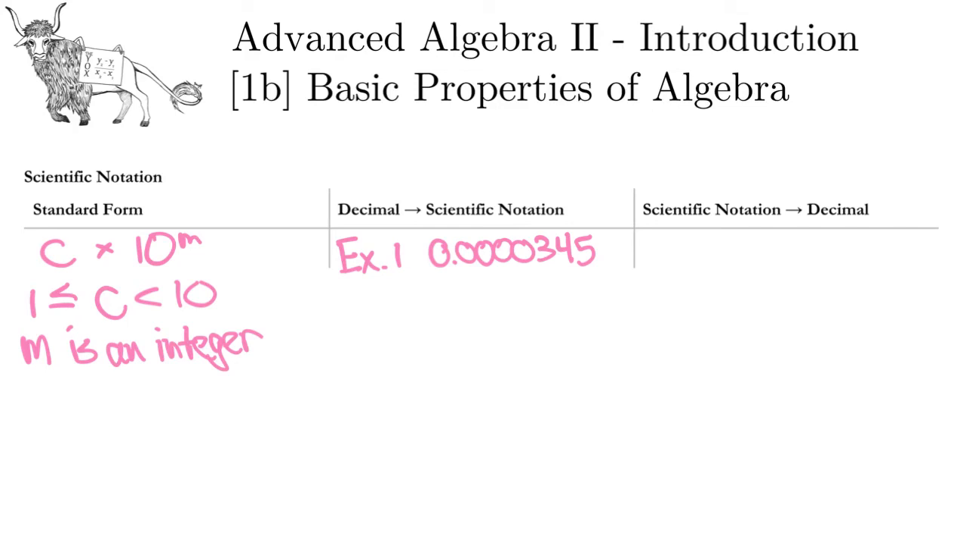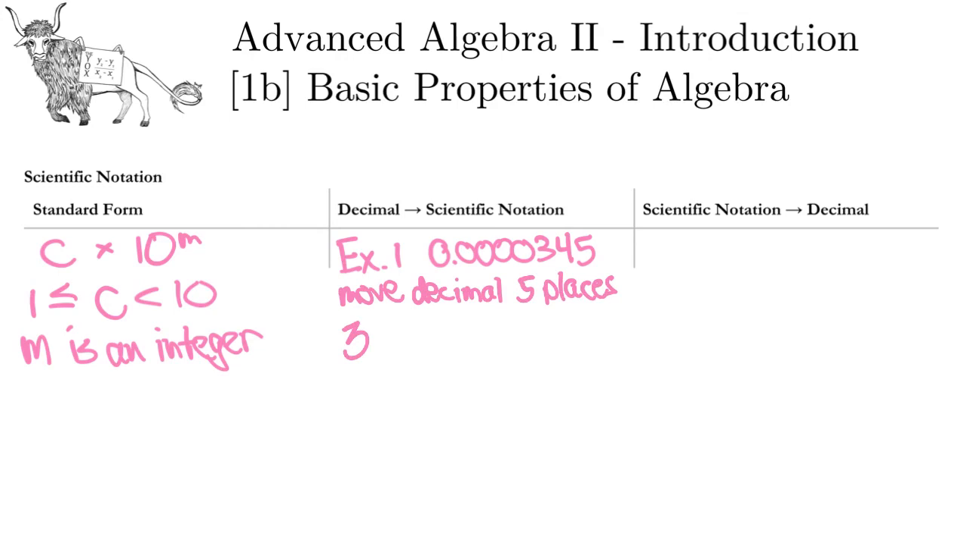For our first example, we'll convert from decimal to scientific notation. So the decimal is 0.0000345. To convert that number, we'll count how many decimal places it takes to get to a number in between 1 and 10. So follow along. 1, 2, 3, 4, 5. And we have something in between 1 and 10, which is 3.